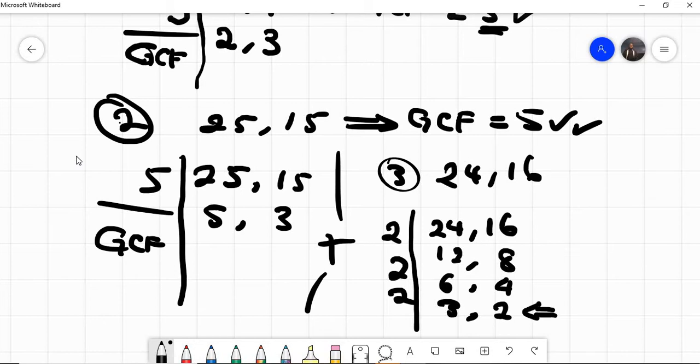So these are our GCF factors. What we multiply is 2 times 2 is 4, 4 times 2 is 8. Therefore, this GCF is 8. It's correct, because 24 divided by 8 is 3, and 16 divided by 8 is 2.